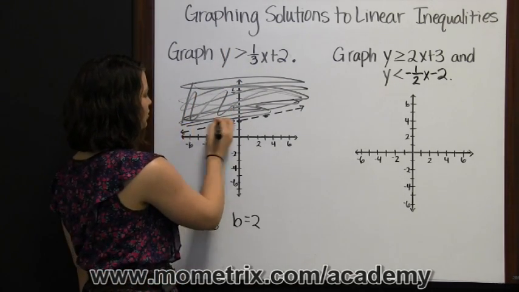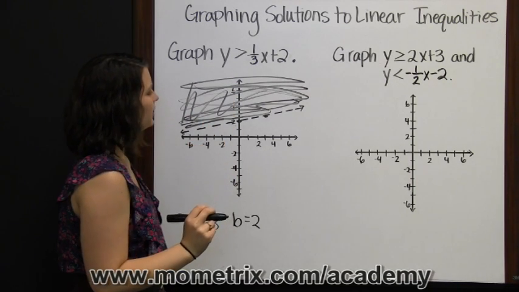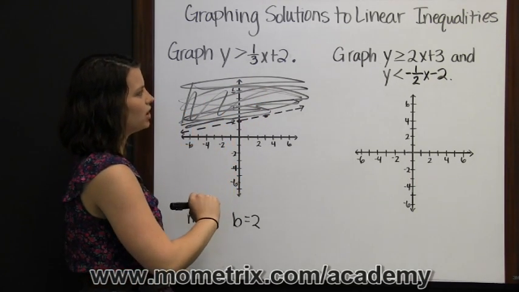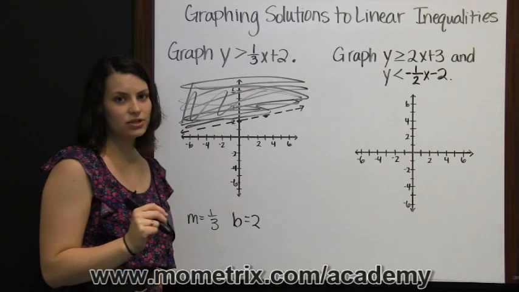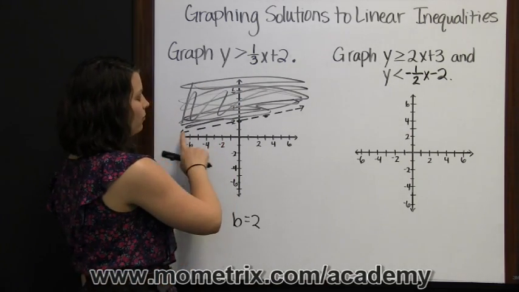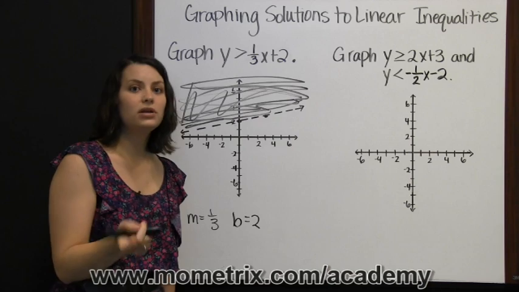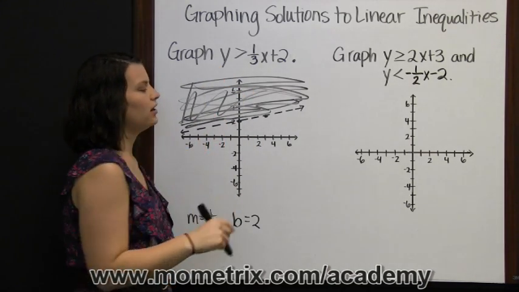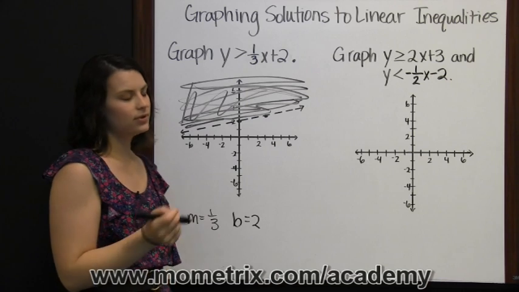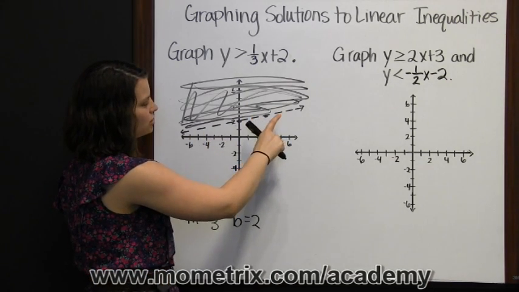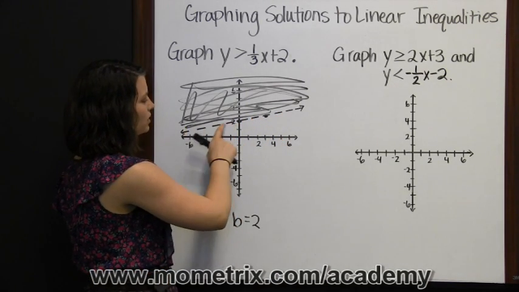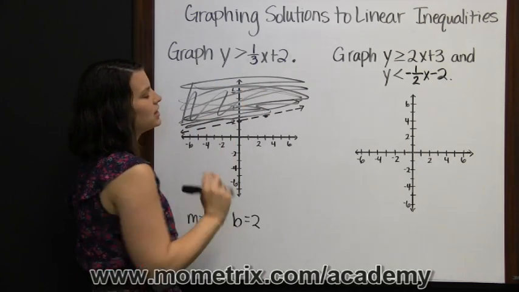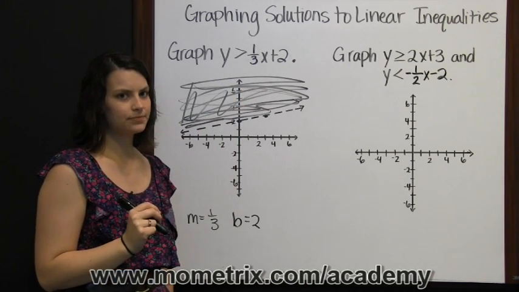So this would be your solution to this inequality. Every point in this shaded region would make this inequality true. However, points on the line would not make the inequality true, since it's y is greater than, not greater than or equal to. And that's why this line is dashed, to symbolize that the points that lie on this line do not satisfy this inequality.